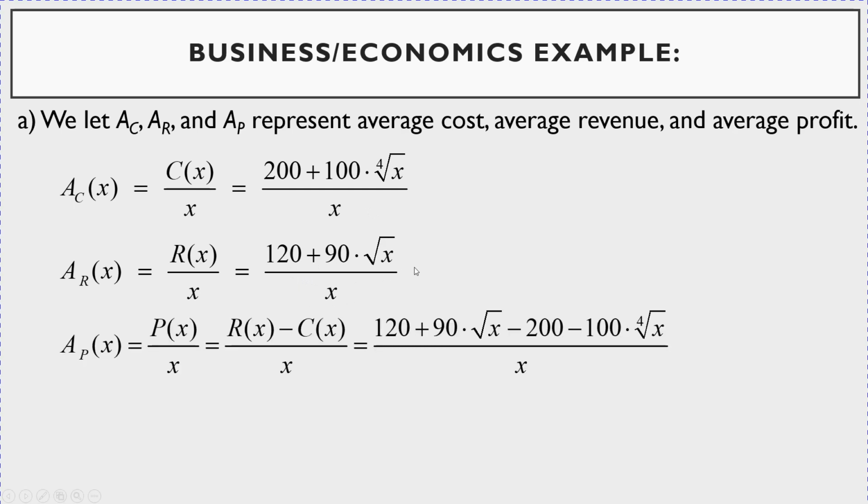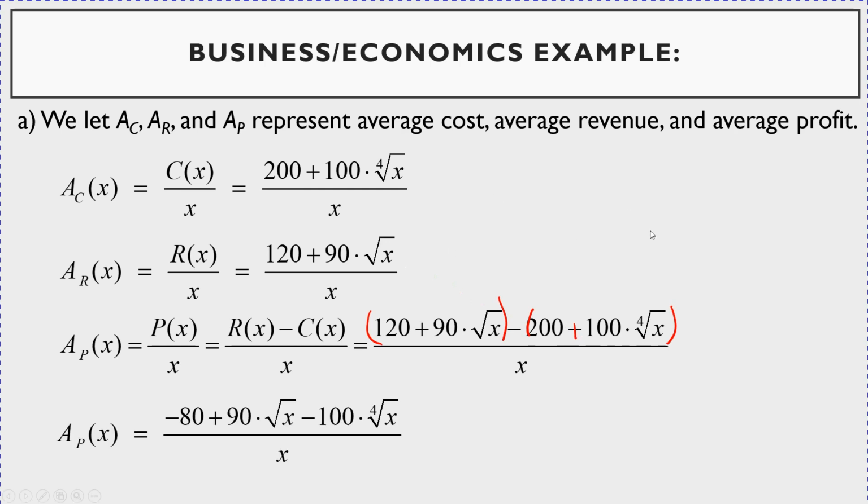So the average profit function, you're going to take profit and divide it by x. Well, what's profit? Profit is revenue minus cost. So you're going to take the revenue function here, and you're going to subtract away the cost function. And notice how there's this negative here. So really what they're doing is they're distributing the negative for you already. Okay, so just so you see.